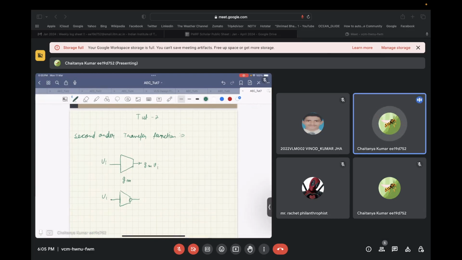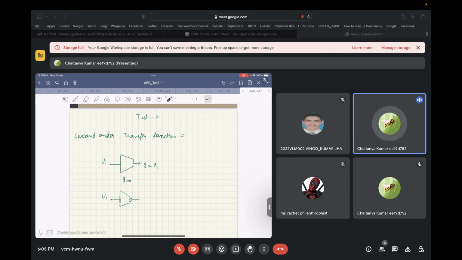Welcome to tutorial 7 of analog electronic circuits. We are going to try to explore some circuits using inverter as an amplifier. So what we are going to try to build is a second order transfer function.